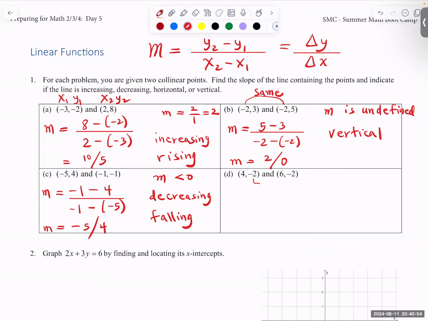In part D, the y coordinates are the same. So when you graph these 2 points, they're going to be contained by a horizontal line. The slope is 0, which we can show by subtracting y2 minus y1 divided by x2 minus x1. So the slope is 0 divided by 2. The slope is 0. So the line is horizontal.